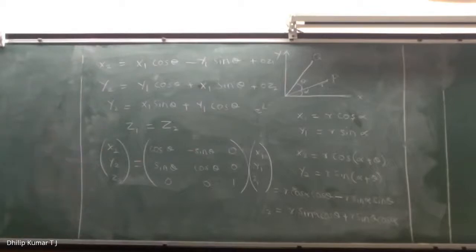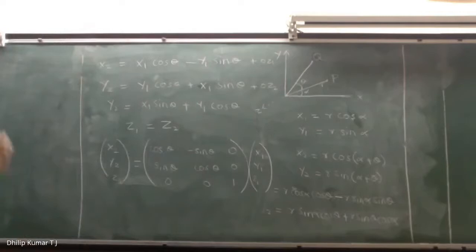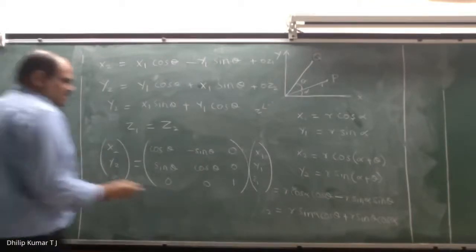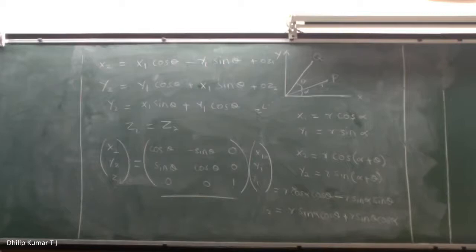We can write what will be the matrix element considering the Cartesian coordinates as representation. You can say representation or basis. So this is the matrix representation for rotation. Let's go through a few examples.